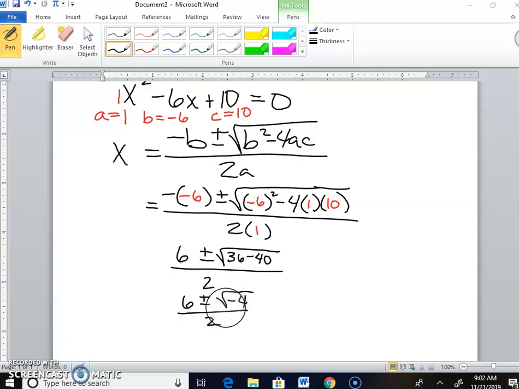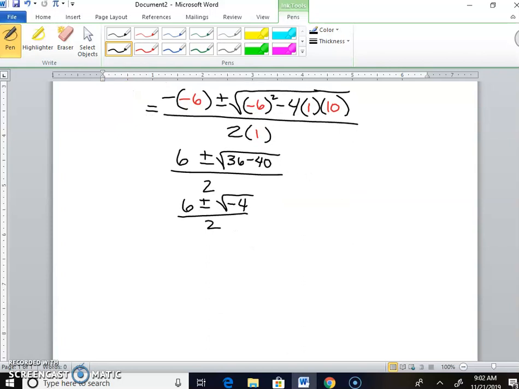Now remember, if I have a negative underneath the square root, that's going to give me an imaginary number. Okay, so the square root of negative 4, well, the square root of 4 is 2, so it's going to be a 2. And then the negative underneath means that I need to put an i on the back side of that. Okay, so this will simplify down to 6 plus or minus 2i.